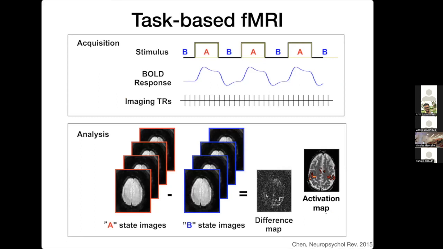The other way is called resting state fMRI. Here you put the subject in the scanner, they don't do anything, and you just look at the cross correlation between the BOLD signal in the different brain areas. And this gives you also an idea about how brain areas are connected to one another.